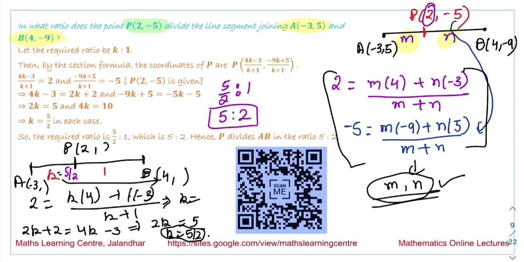So this much is sufficient to find the answer, but just to verify that the answer we are obtaining is correct, to verify that this ratio satisfies the y coordinates, we have shown the calculation over here that the value of the y coordinate that we will have is minus 5, and that will be minus 9k plus 5 over k plus 1.